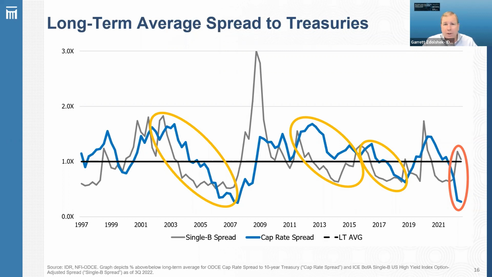The real estate cap rate is clearly well below historical average and spread to the 10-year. So two things can change. Cap rates can go up, or 10-year yields can come down. But I think it's fair to say somewhere between where they are today and that black line is where they should probably be.